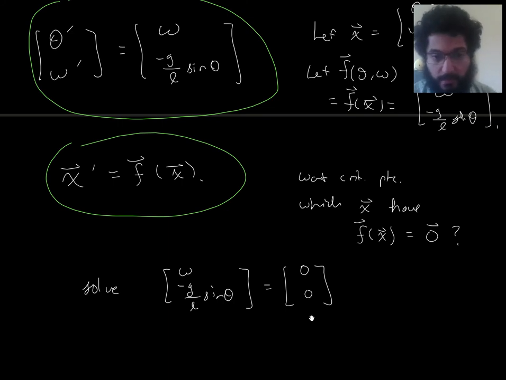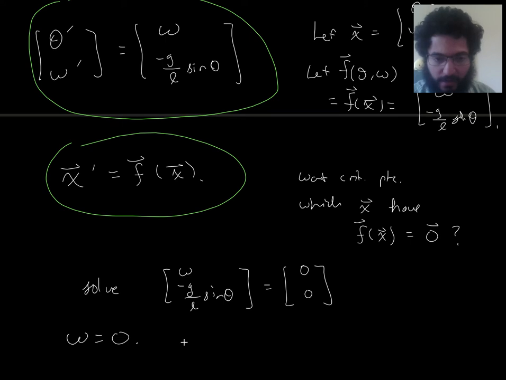They will be equilibrium solutions. So there will be values of theta and omega where, if your pendulum has those theta omega values at any given time, then it will just keep those values forevermore from that point. So we are finding the equilibrium solutions. So which values of theta and omega solve this? Well, we can see which values of omega. That part's easy. Omega equals 0.